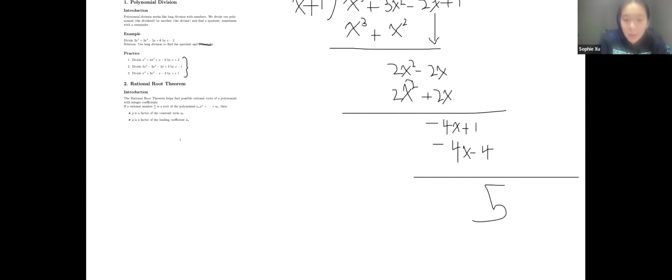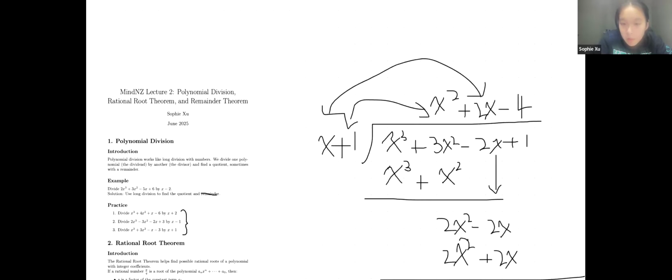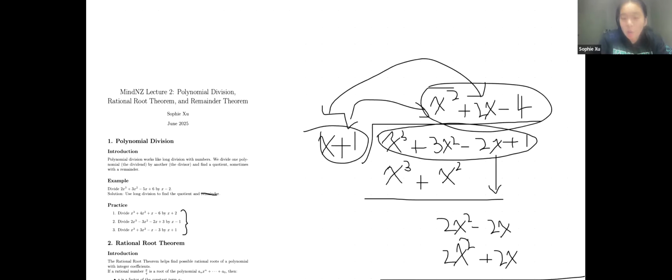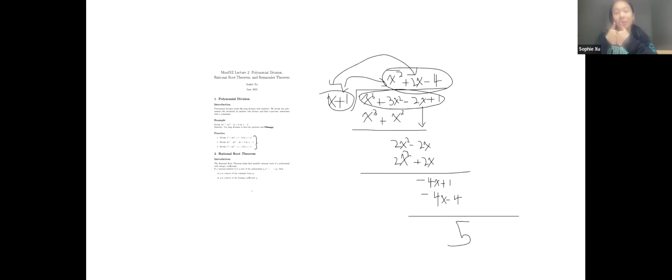So after you divide this polynomial by this polynomial, you get this with a remainder of 5. Yay. Does that make sense? Can I have a thumbs up if it makes sense?